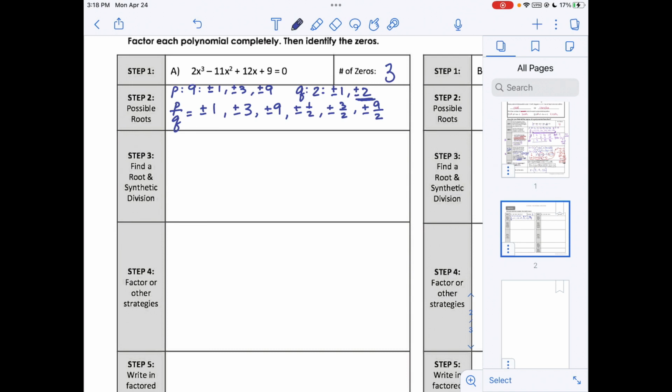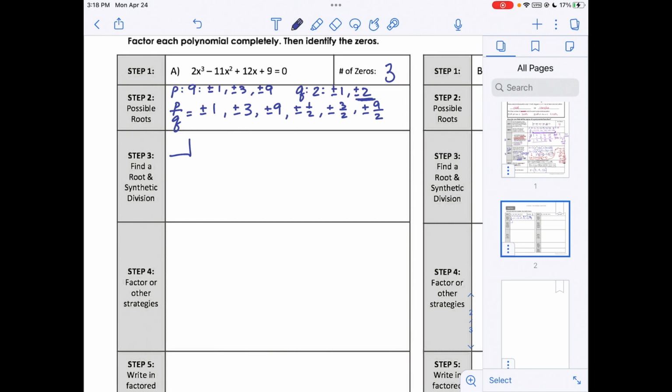Okay, so we have possibility of 6 different possible roots. So let's go ahead and start with our root. Now we could use 1 and try it out, and we will have a remainder.